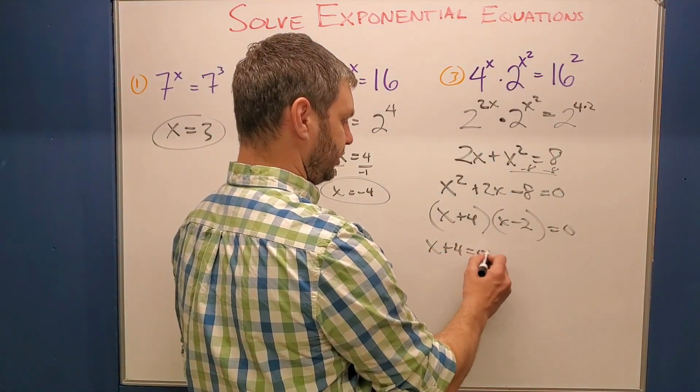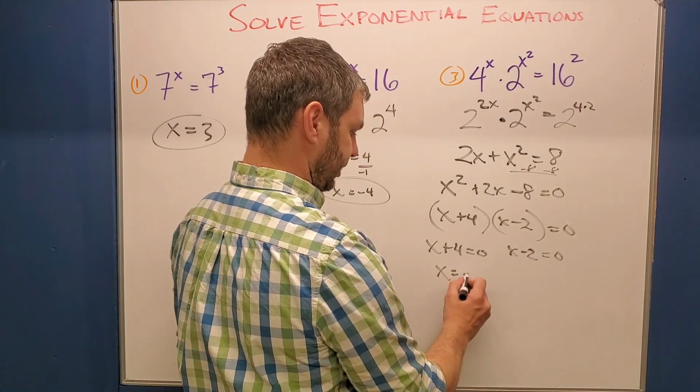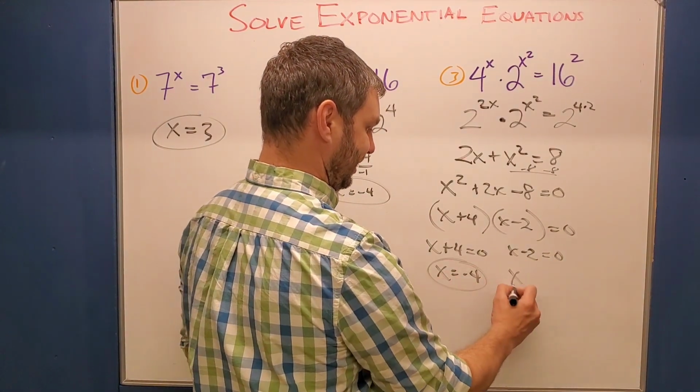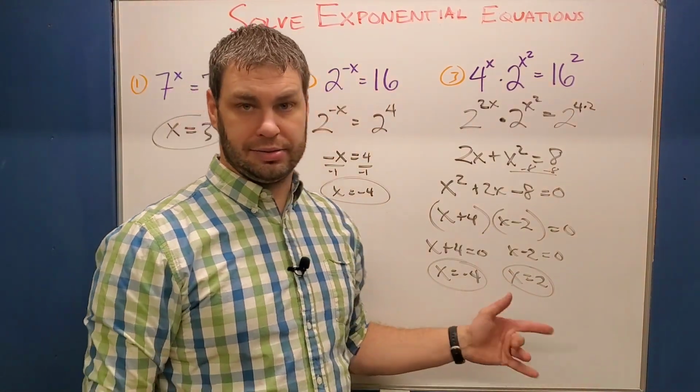x plus 4 equals 0, x minus 2 equals 0. Of course, x is going to equal negative 4, and on this one, x is going to equal positive 2. So that has 2 answers there. Let's try some harder ones.